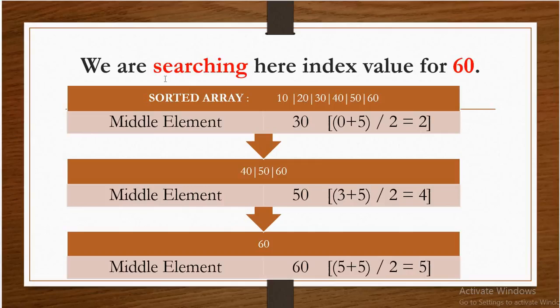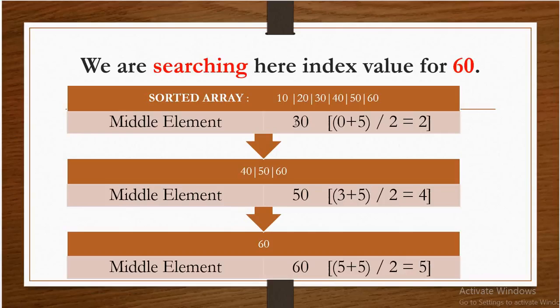You can see here we are searching for the index value of 60, and we have a sorted array 10, 20, 30, 40, 50, 60, and first we need to get its middle element. And how can we get its middle element? First we take the first index 0 and the last index 5. We add both index values, first and last, 0 plus 5, and then divide by 2. We get 2, which is the middle index, and counting 0, 1, 2, the element at index 2 is 30.